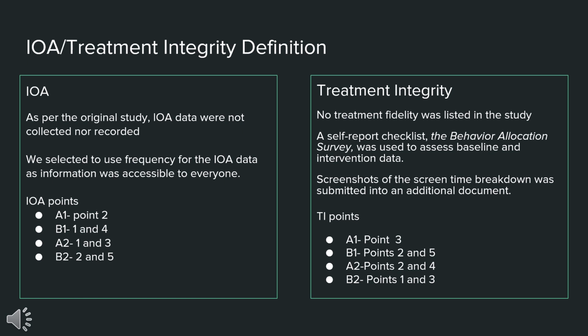In addition, data collection and averages are collected and recorded using a technological service provided by Apple instead of individual collection. For treatment integrity, we use the points for A1, point 3, for B1, points 2 and 5, for A2, points 2 and 4, and for B2, points 1 and 3.